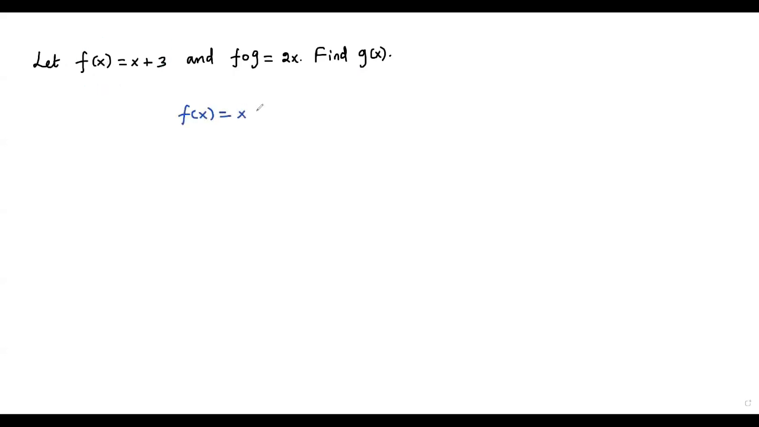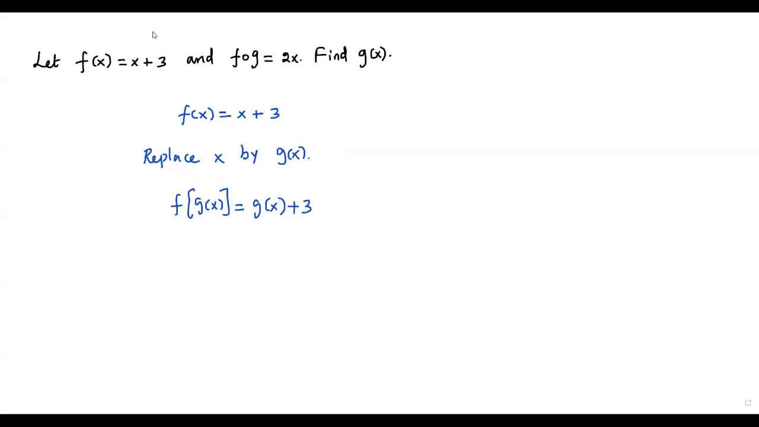Now let me take the outside function f(x) equals x + 3. In this outside function, I'm going to replace x on both sides by g(x). Let me write it. Replace x by g(x) on both sides. So when I do so, I'm getting f(g(x)). Here I replace this x by g(x). On the right side also, this x has to be replaced by g(x). So we get g(x) + 3.